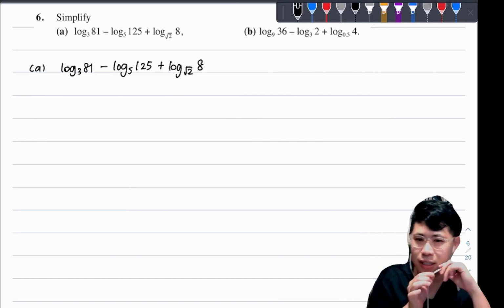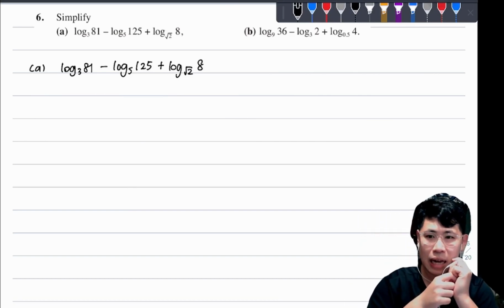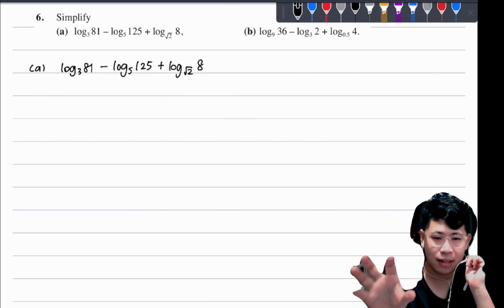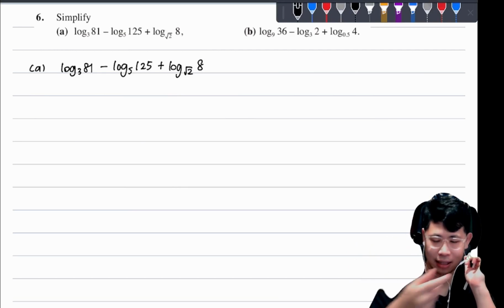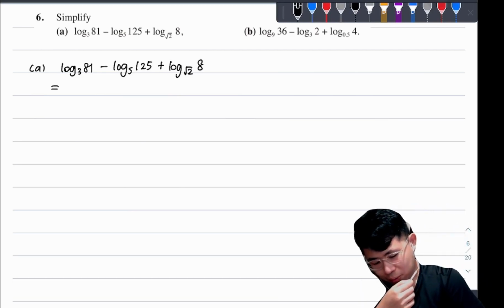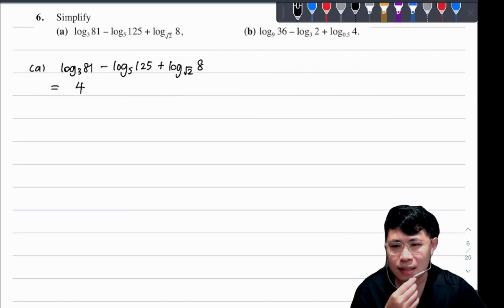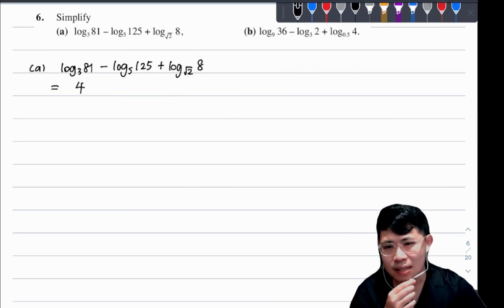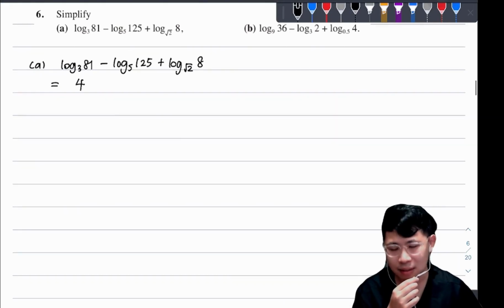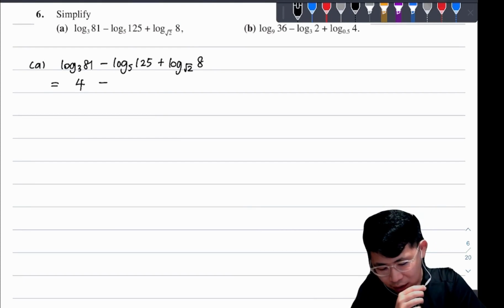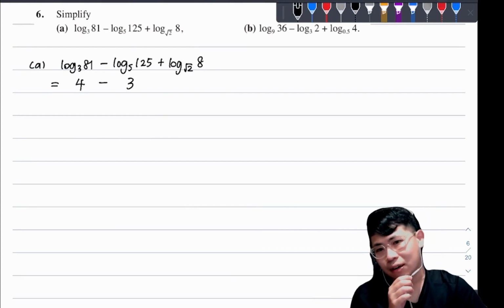So the first question is, what are logarithms? Logarithms are powers. So it answers the question, to base 3, base 3 to the power of what is 81? So 3 to the power of what is 81? 3 to the power of 4 is 81. So you need to answer this question. Okay, so whenever you think about logarithm, you must think of powers. Think in terms of powers. Next one, 5 to the power of what is 125? 5 to the power of 3 is 125.